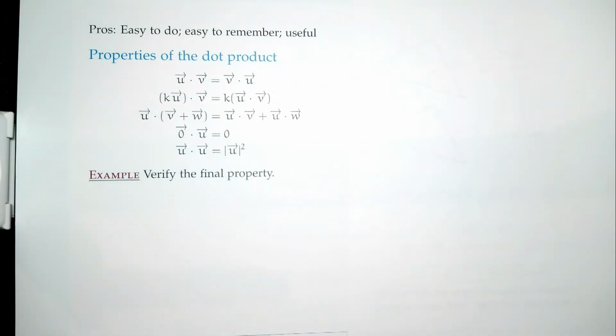Now, how do you check these properties? And we'll go through and actually verify one. But the thing is, you just check it and you verify what happens entry-wise, and you'll see that things happen.